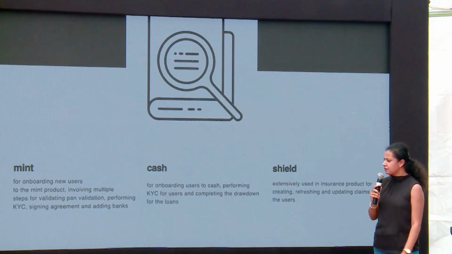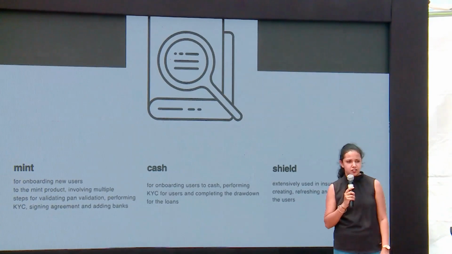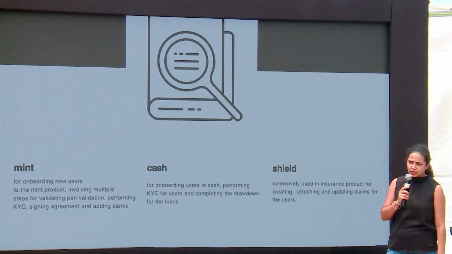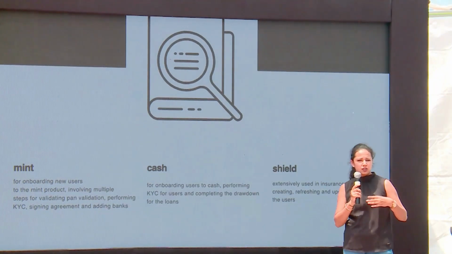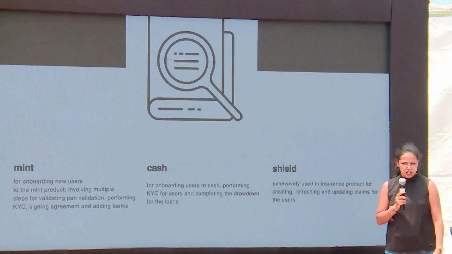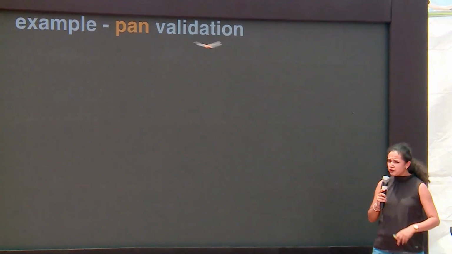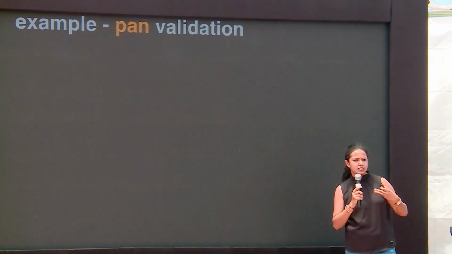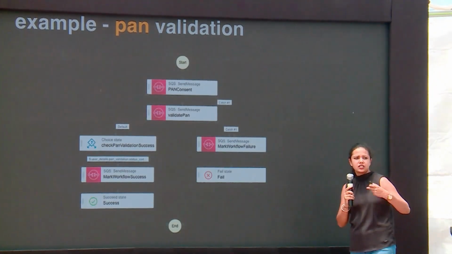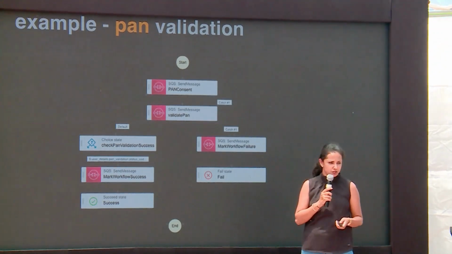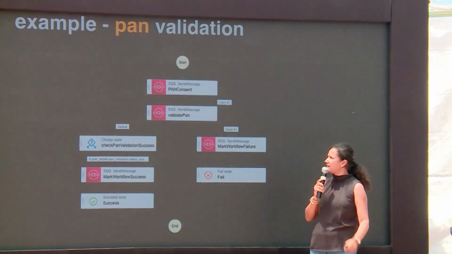Similarly, Cash also uses step functions for onboarding and also to power the loans that they provide to the customers. And the insurance product that we have also extensively uses step functions for creating, updating, and processing the claims. Right? So we'll quickly go over how a step function looks. This is a very simple example of PAN validation, where you just take input of the PAN from the user, validate it, and see if it's a success or a failure, right?